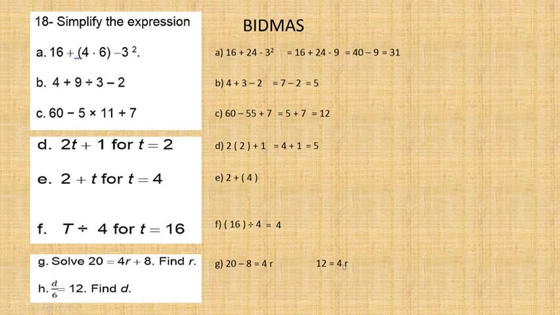I know that here the operation is times. So I will just divide by 4. So r is going to be equal to 12 over 4, which means r equals 3.